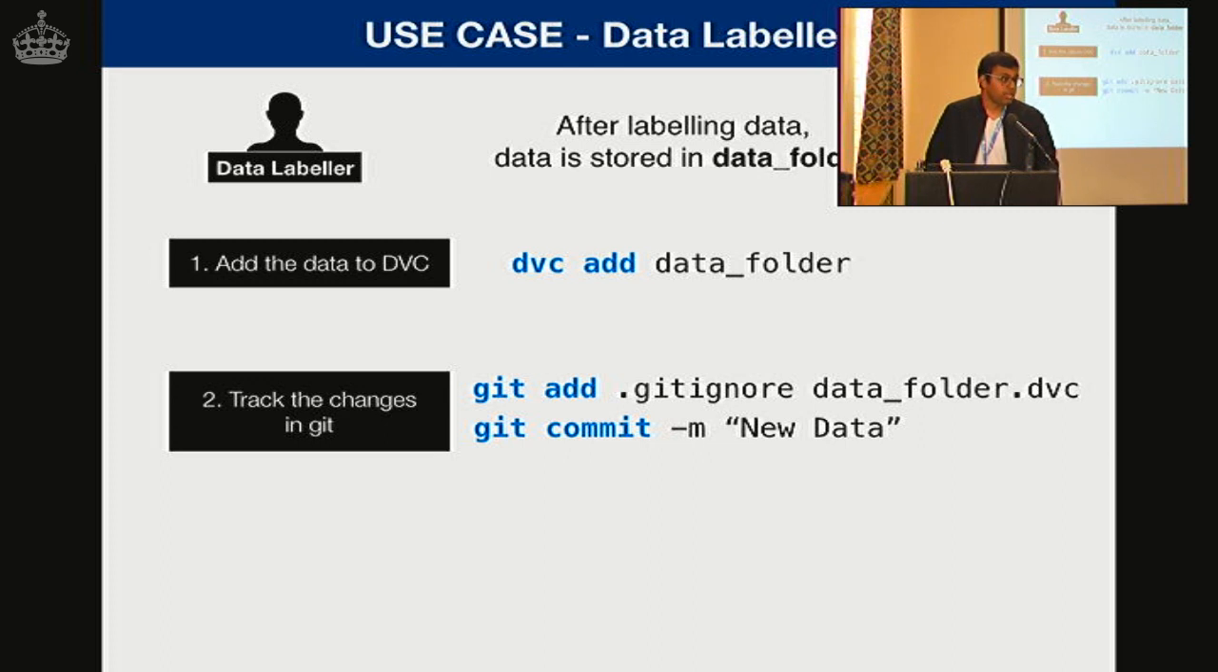But what the data labeler does is now he puts that into Git. So he says git add this .dvc file. And with that, he also adds a .gitignore file. I'll again come back to why he's doing that. And then at the end, he commits. So there is a commit created that the data has been generated.